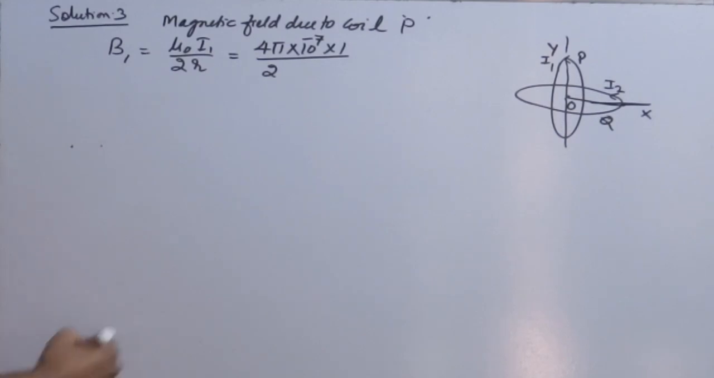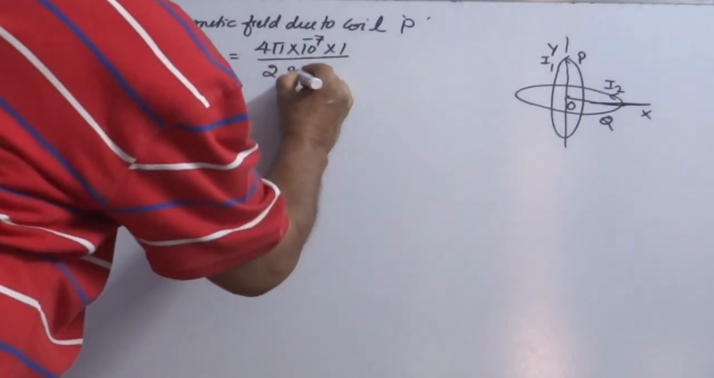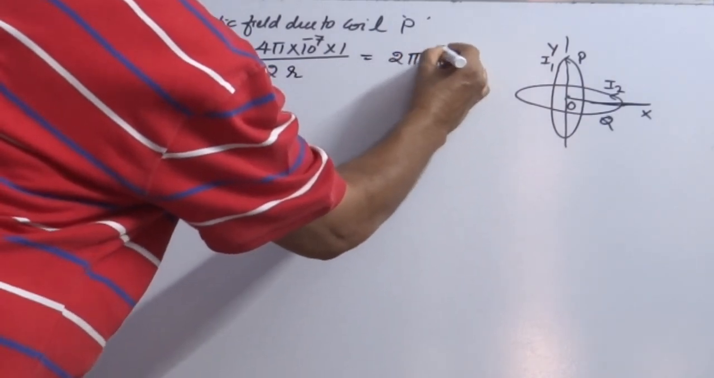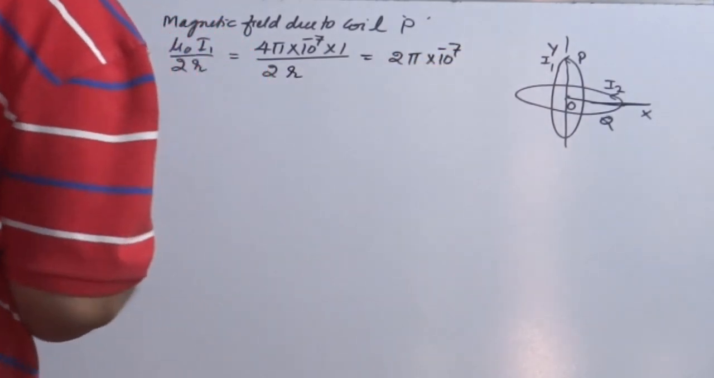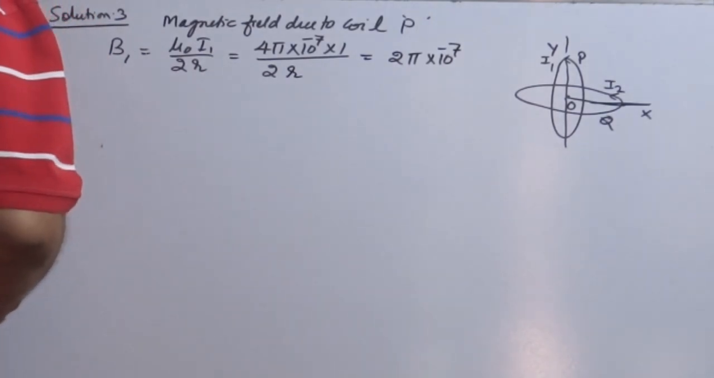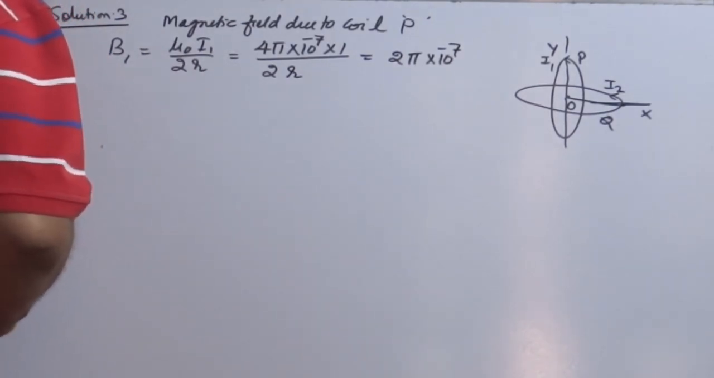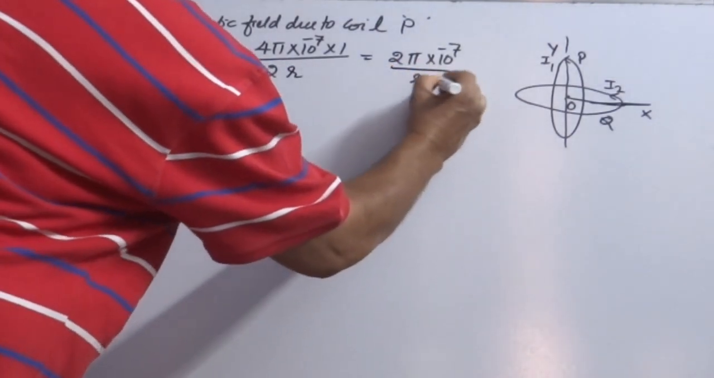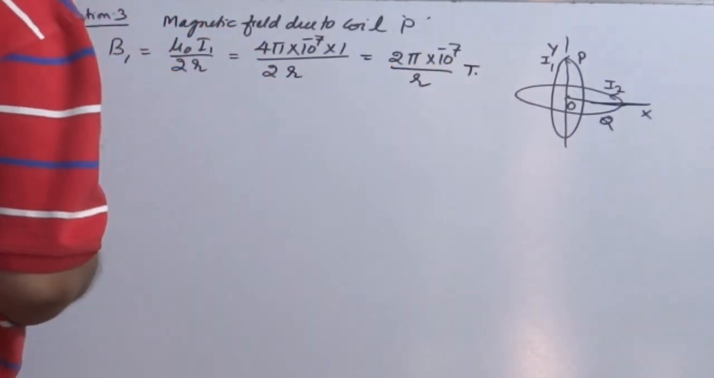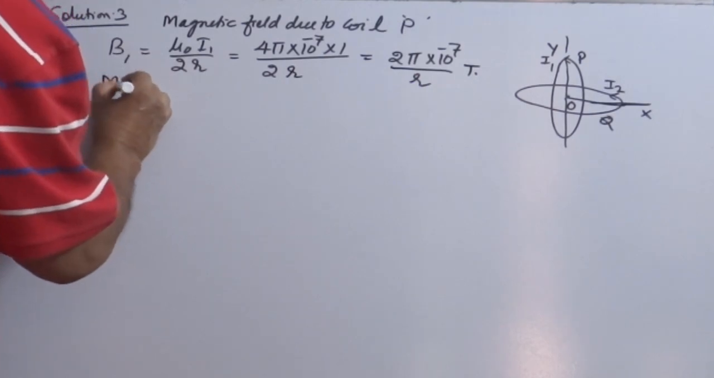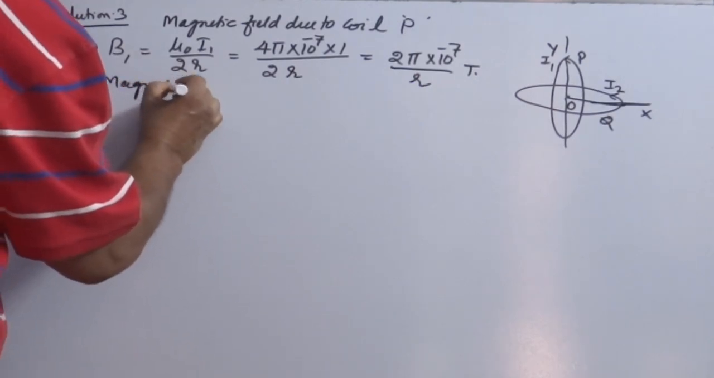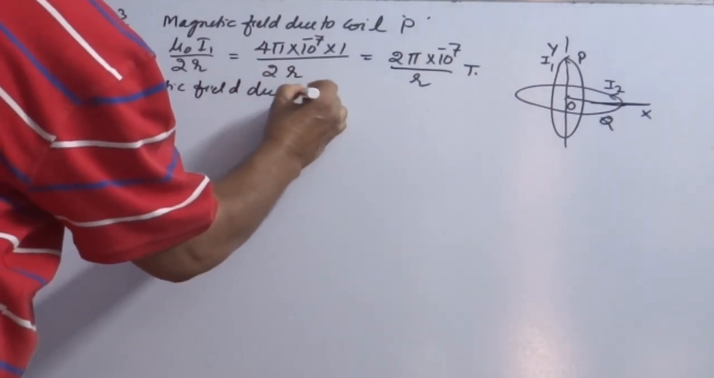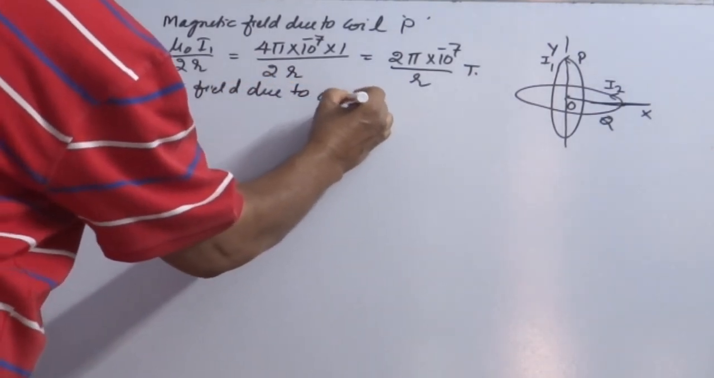Radius is same, okay? So no need to put the value, that is 2 pi into 10 raised to the power minus 7 over R Tesla. Magnetic field due to coil Q.